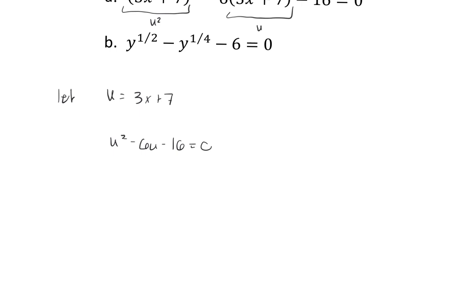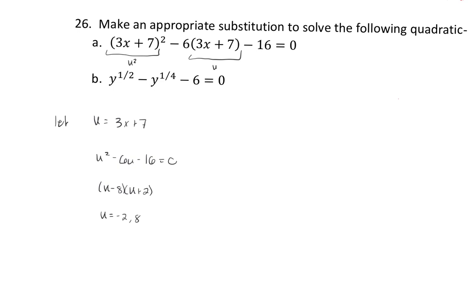Now, two numbers that multiply to negative 16 and add to negative 6 are going to be x minus 8, or sorry, u minus 8. Let me fix that. U plus 2, which gives us a solution set of negative 2 and positive 8. But we're not done here. We have values for u. We need to convert those into values of x.